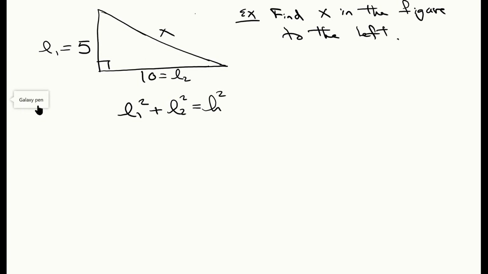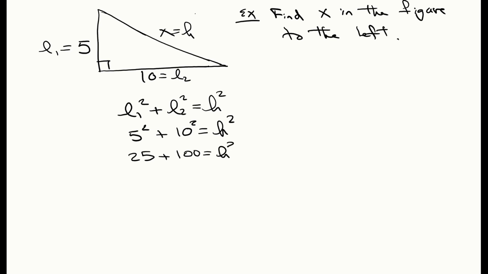So we know that's the hypotenuse. So that's what plays the role of h here. So we're going to end up with 5 squared plus 10 squared equals h squared. So that gives us 25 plus 100 equals h squared, and 125 equals h squared.